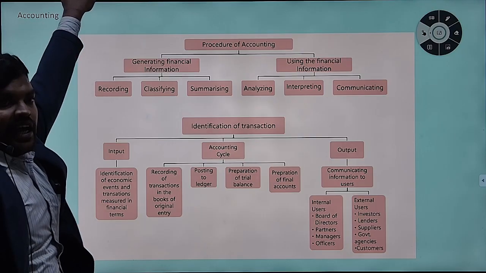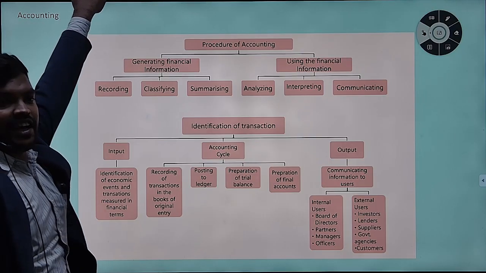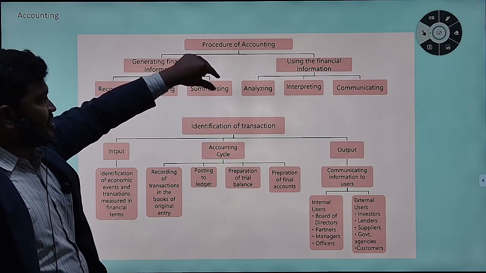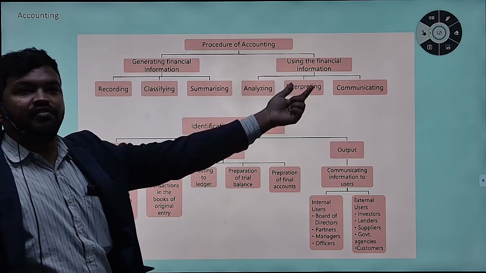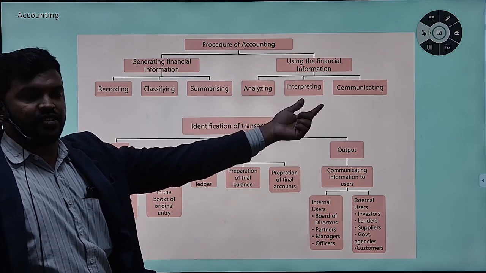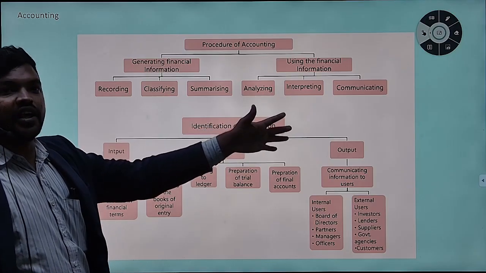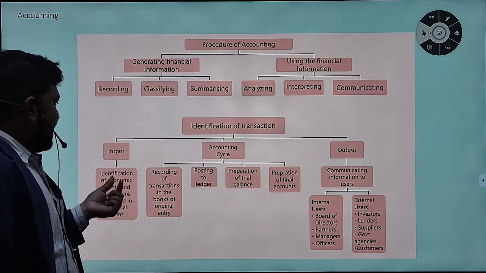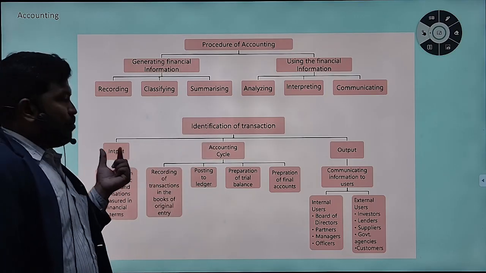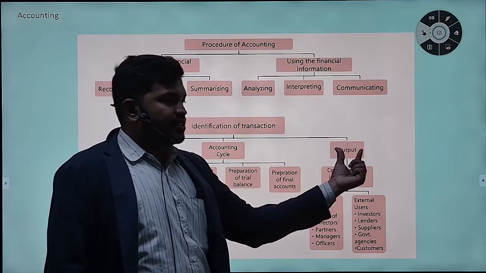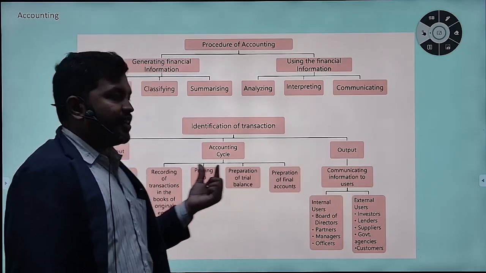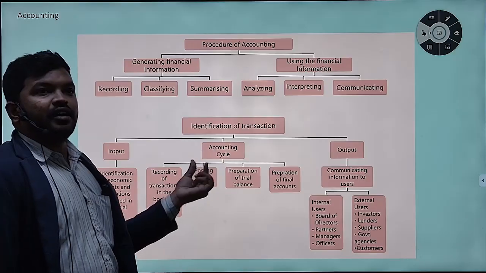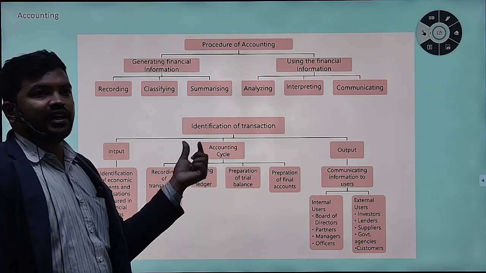See here, you're generating the financial information. How do you generate it? You first record, then classify and summarize, and then you use that financial information. Who uses this? Actually investors. Analyzing, interpreting and then communicating. In another way, there is some input and someone needs some output. The actual processing takes place here, the accounting cycle.